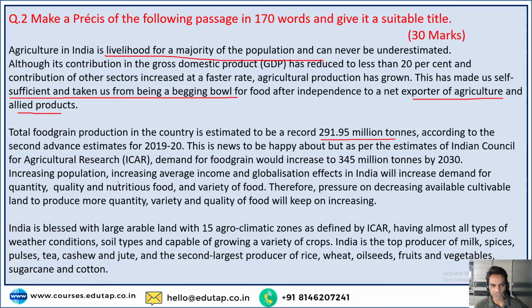Now, increasing population, increasing average income, and the globalization effect in India will increase demand for quantity, quality, and nutritious food. So that means there is going to be a problem of food security in the country, right? So that's what he's trying to say here. We have achieved a good target, but we still need to do more. Therefore, pressure on decreasing available cultivable land to produce more quantity, variety, and quality food will keep on increasing.